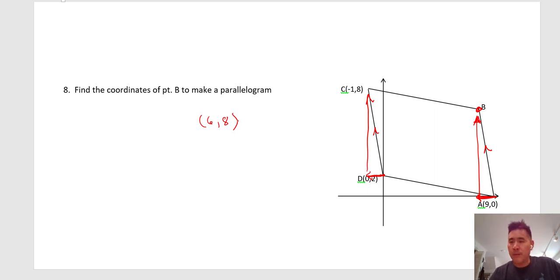And on any of these type of problems where you have to find that fourth point, that's all you will need to do. Okay, I'm going to stop here and give you an opportunity to try some problems.